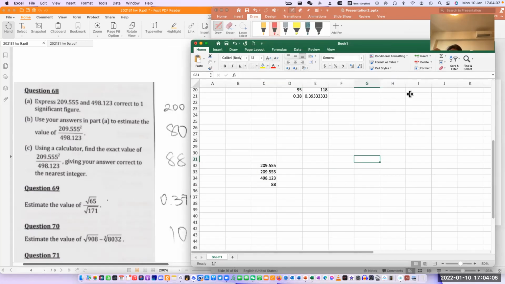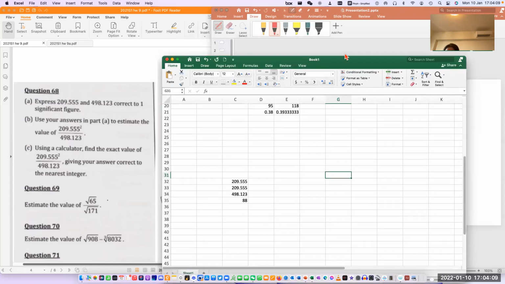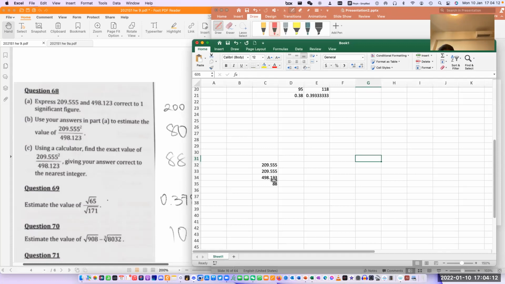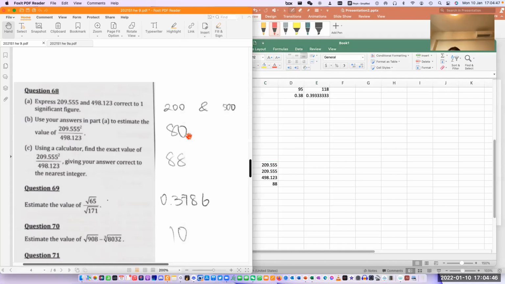If you know how to use Excel, I mean this program, you can round any numbers. For example, if you want to round this to one significant figure, you just give yourself... Oh, this is for decimal places, not for one significant figure. So it seems like this Excel software is good for rounding to whole numbers or decimal places, not so much for significant figures. So you still have to use your manual method.